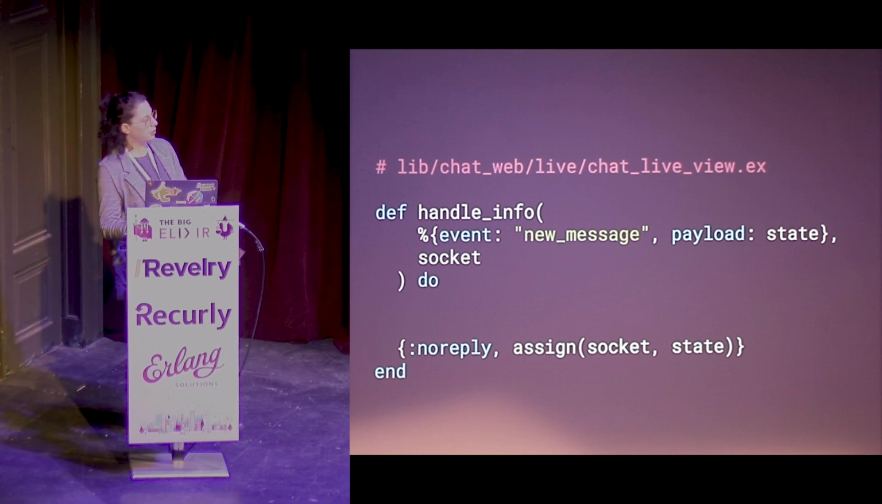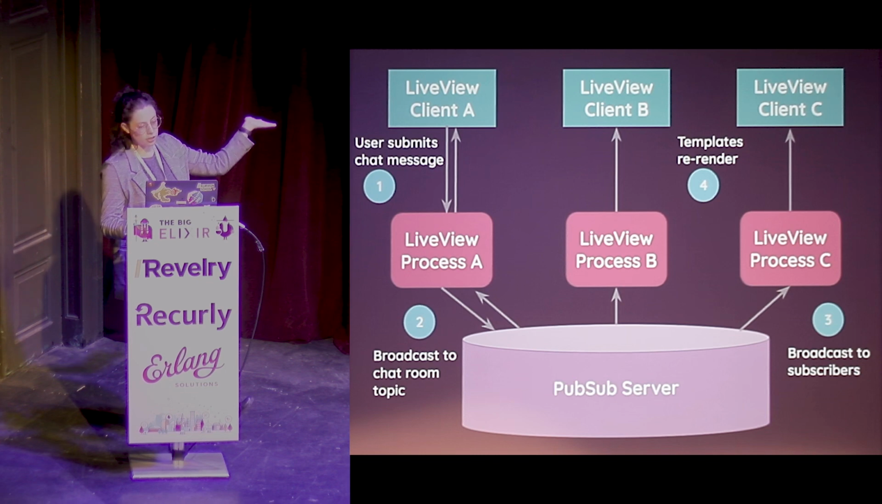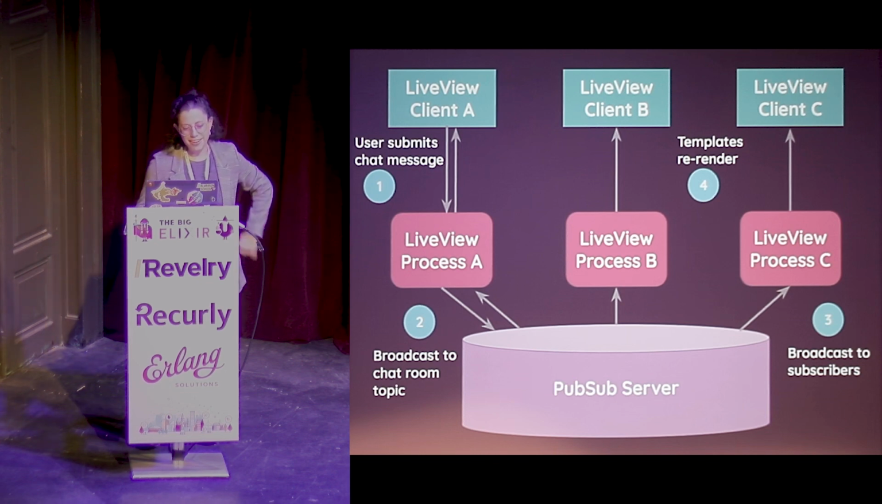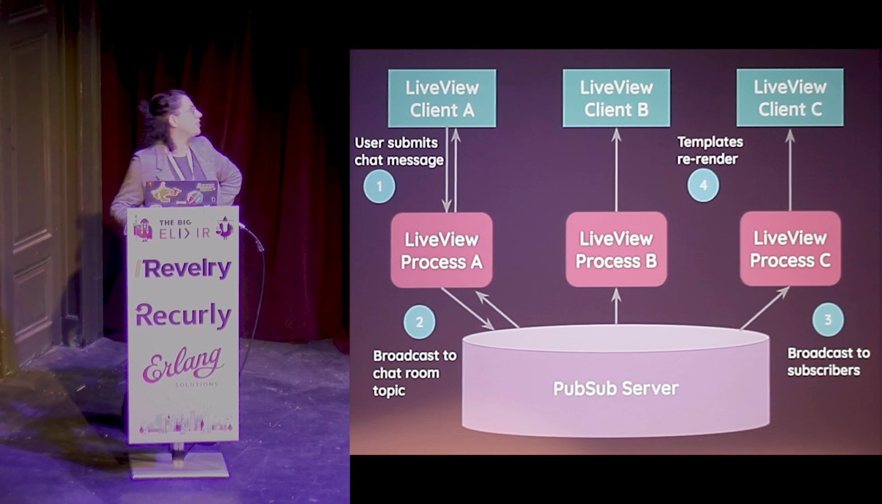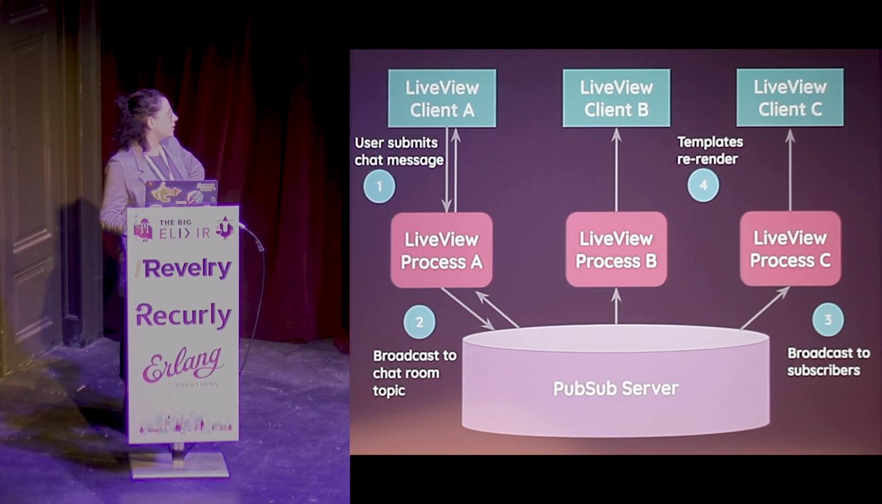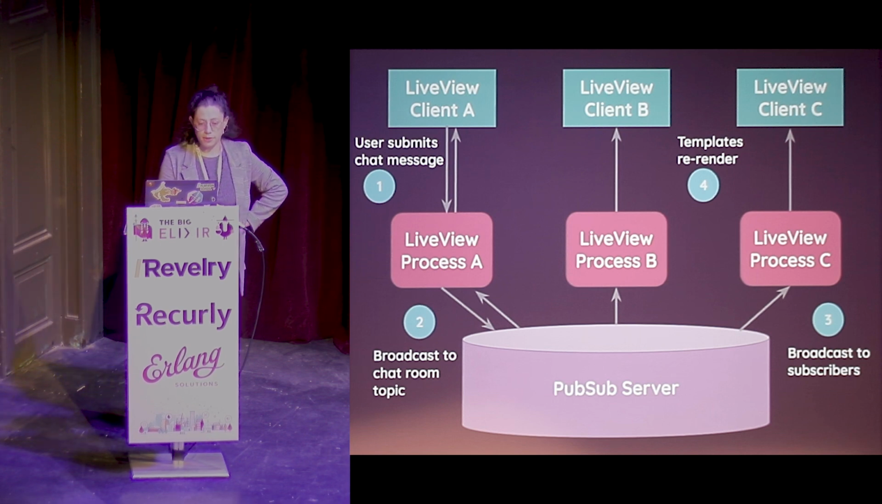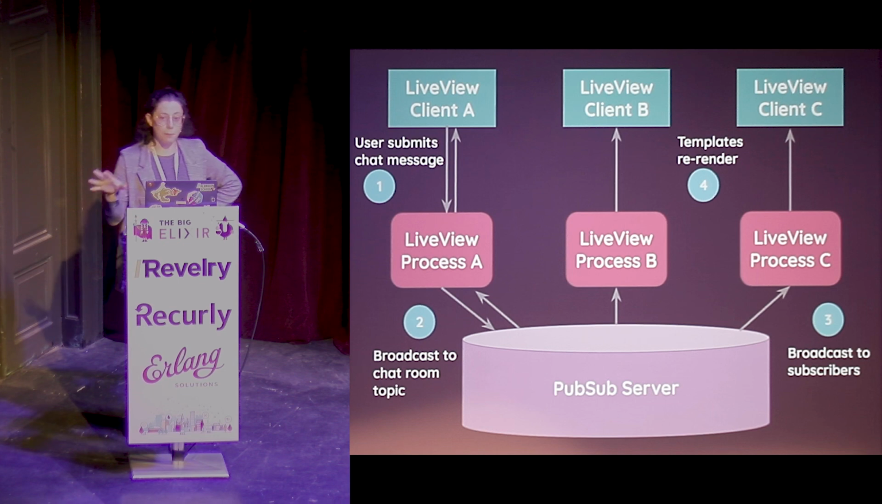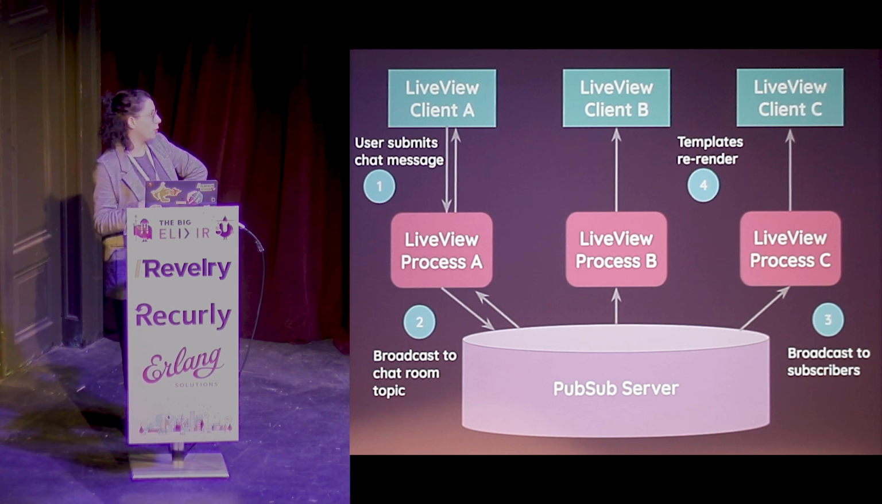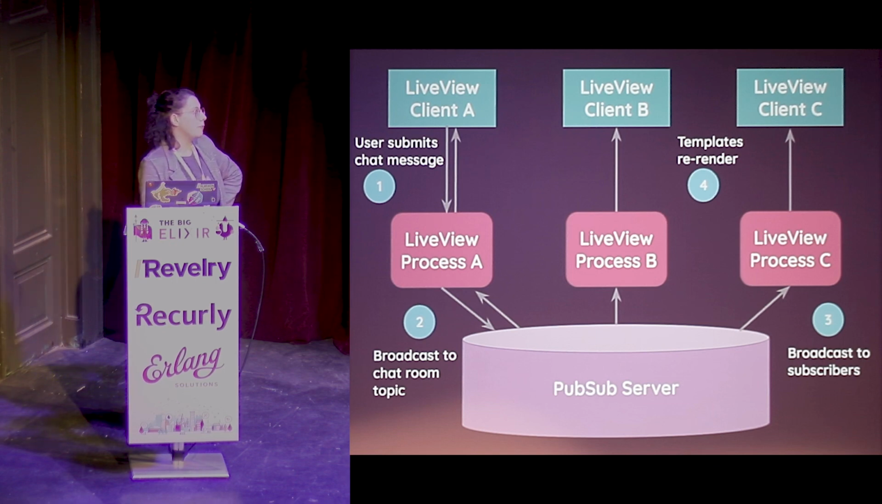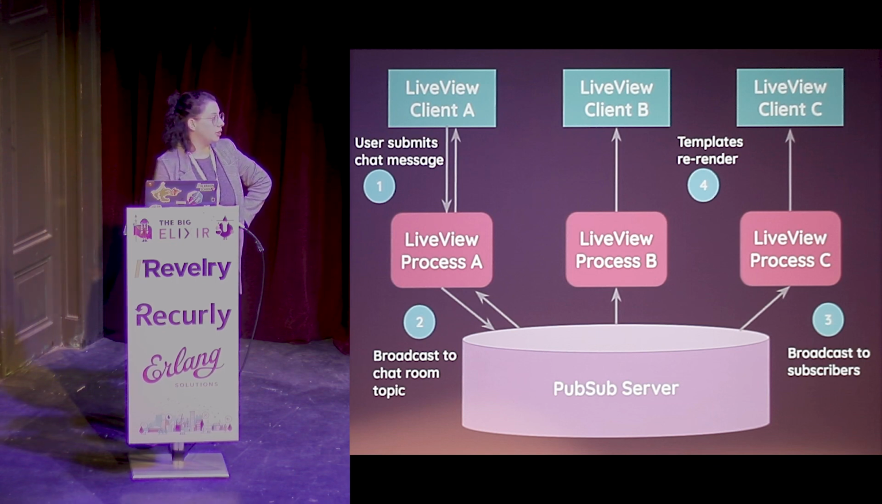Just a little overview with this extremely beautiful color-coordinated chart that I am extremely proud of. In step 1, our user will submit a new chat message. In step 2, that user's LiveView process will update the chat and broadcast a message to all the subscribing clients. In step 3, all of the subscribers will consume that broadcast. Step 4, they'll update their own state, causing the template to re-render.